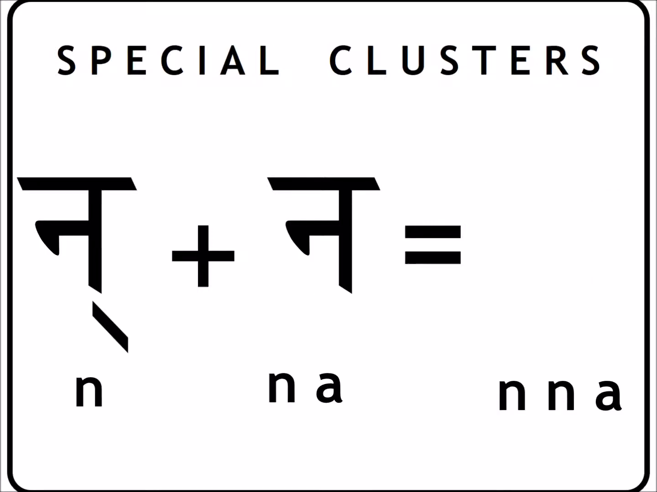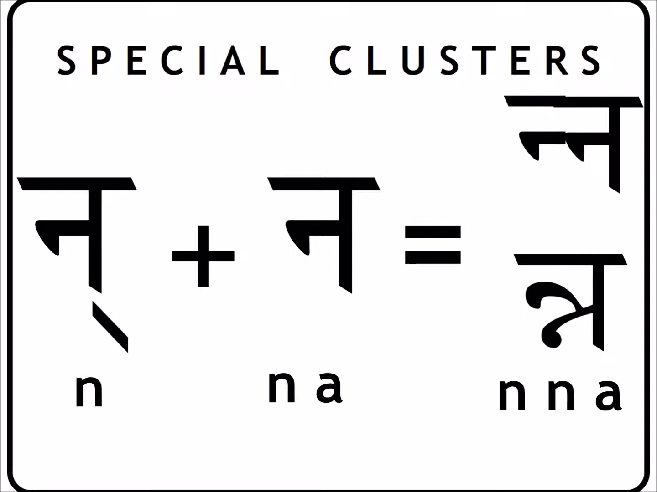When you combine two nas together, you can certainly use the same approach that we did before, where we draw the half letter na, followed by a full letter na to get nna. But also you can use this special character, where you have the two arms of the na coming from the same single point to get nna, such as Jagannatha.